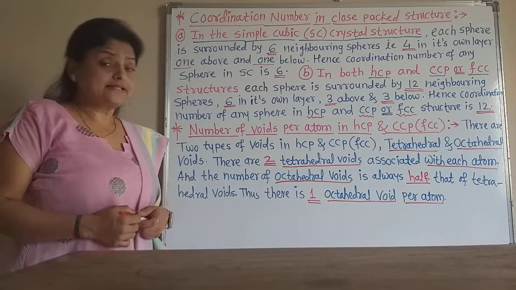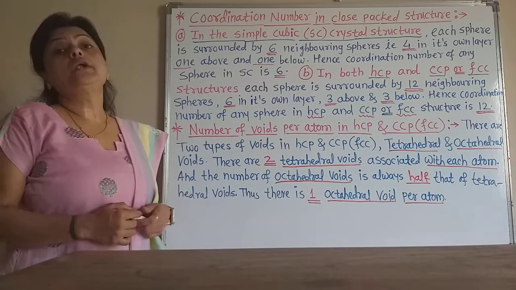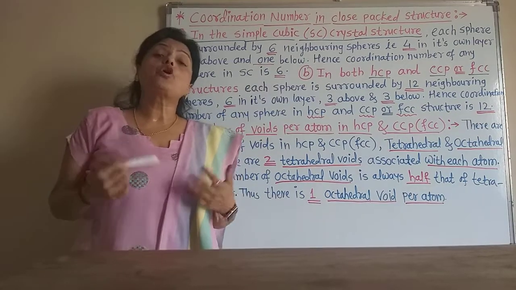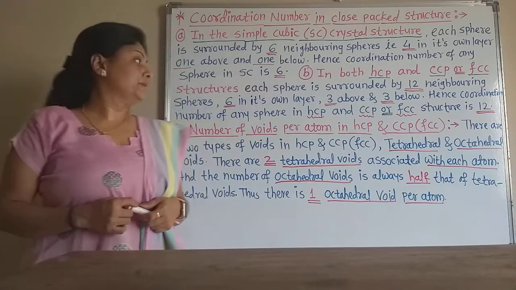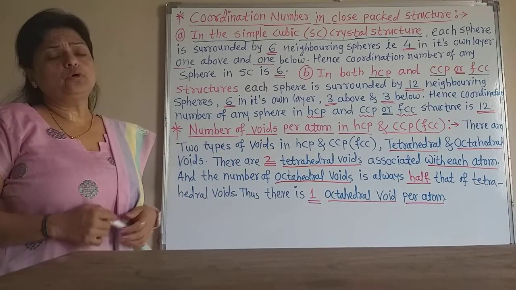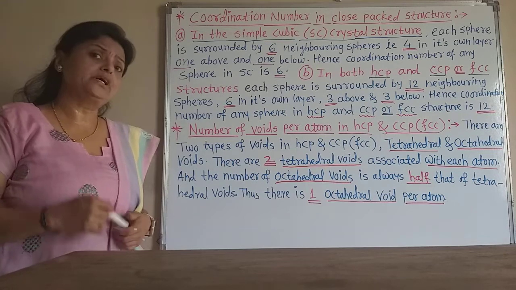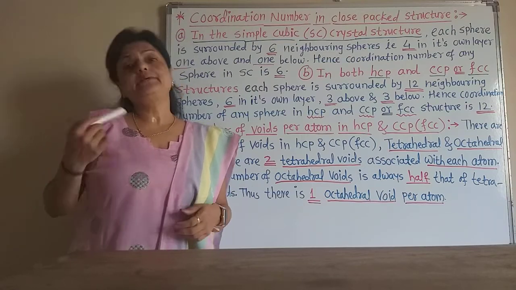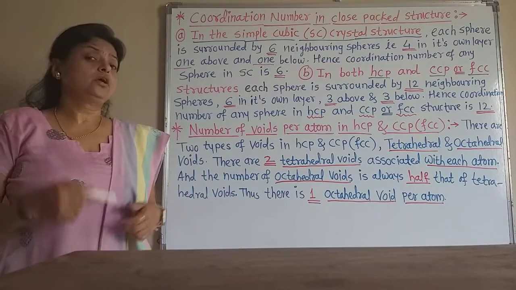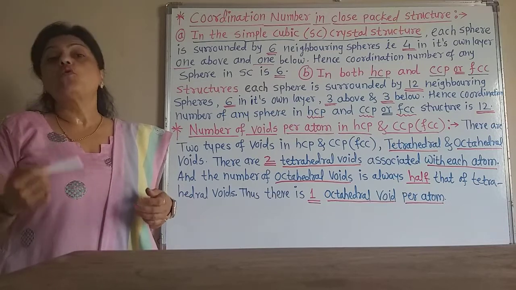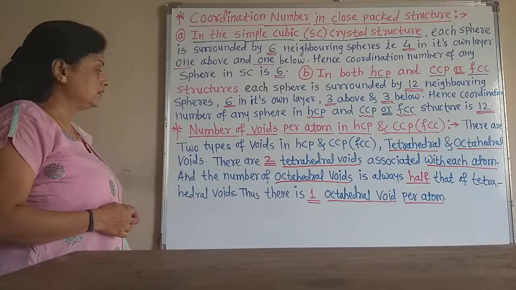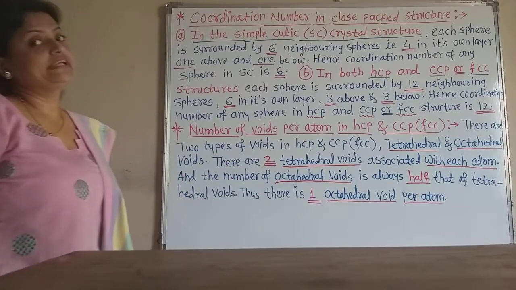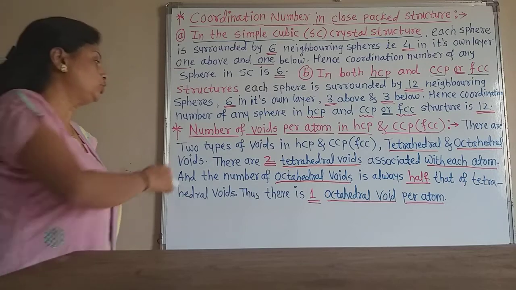Now we have to learn how the voids are there, and how the number of voids is calculated in the numericals. Now we have to only learn the voids of the hexagonal close packed or face centered cubic cell. In the simple cubic unit cell, we have not calculated the voids. Now, the number of voids per atom in HCP or CCP, also called FCC.